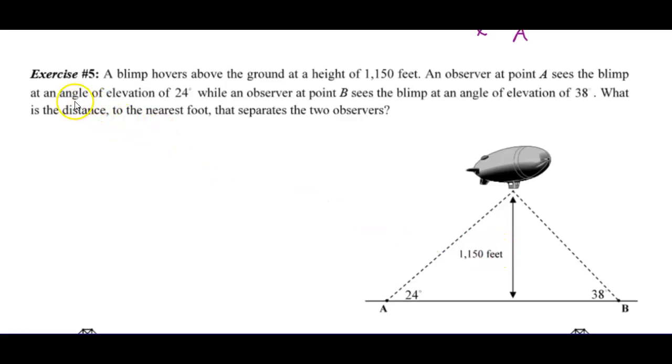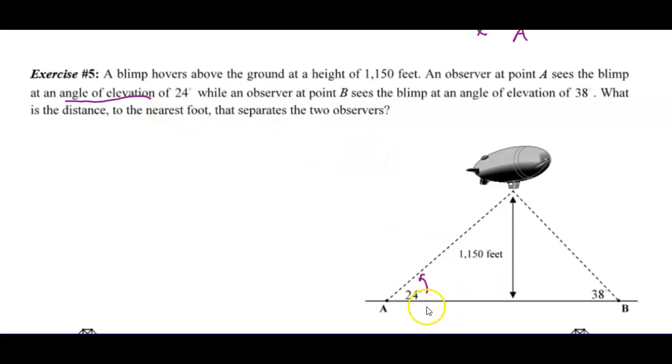Now this one has angle of elevation. So that's the opposite of angle of depression. Angle of elevation will always come from the ground and look up. So if somebody looks straight across on the ground, they're going to have to adjust their eyes upward to see the object. So that's the elevation angle. Okay, person at point B is looking upward as well, but they're looking upward at a steeper angle. So what is the distance to the nearest foot that separates the two observers?